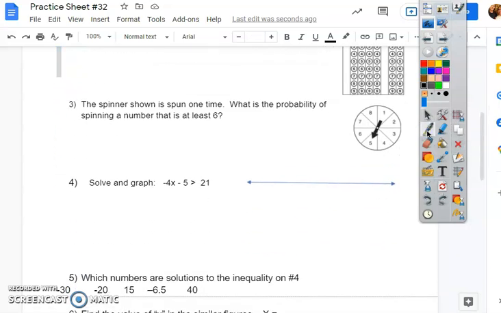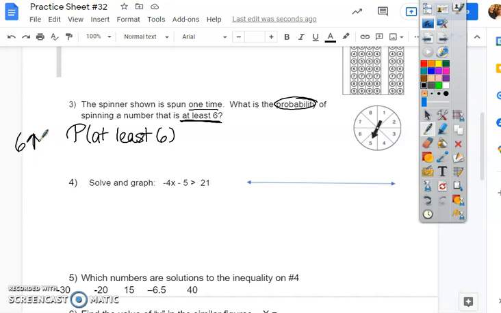The spinner shown is spun 1 time. What is the probability of spinning a number that is at least 6? Okay? So probability of at least 6. Now, this wording confuses people, which is why I want to make sure we talk about it together. Okay? At least means this number or higher. Okay? So I have my spinner, right? 1, 2, 3, 4, 5, 6, 7, 8. So at least 6 means 6 or higher.